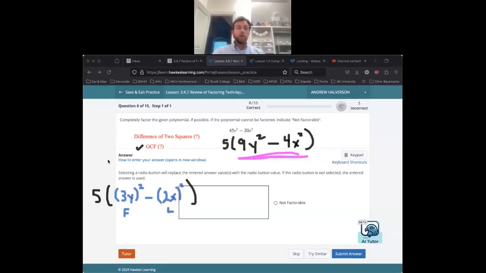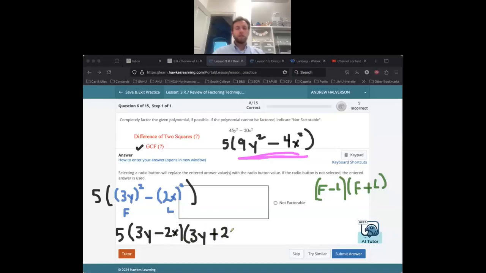So remember what we're trying to do. We're applying a recipe. So now we apply the difference of two squares method. F minus L times F plus L. So bring the 5 down in front. F 3y minus L 2x times F 3y plus L 2x. And there it is.